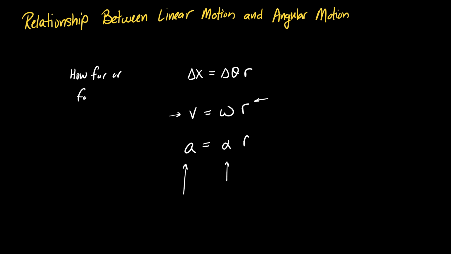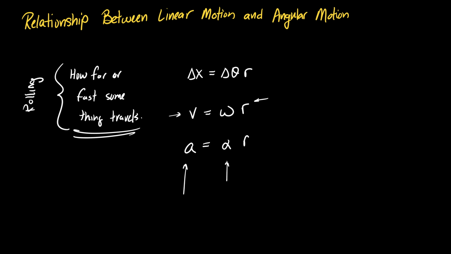or fast something moves. I'm going to put travels instead. So how far or how fast something travels. This pertains to things that are rolling. So if you have an object rolling, how fast it changes location depends on how fast it spins. Does that make sense? I mean, I think it's obvious, but it also means tangential.